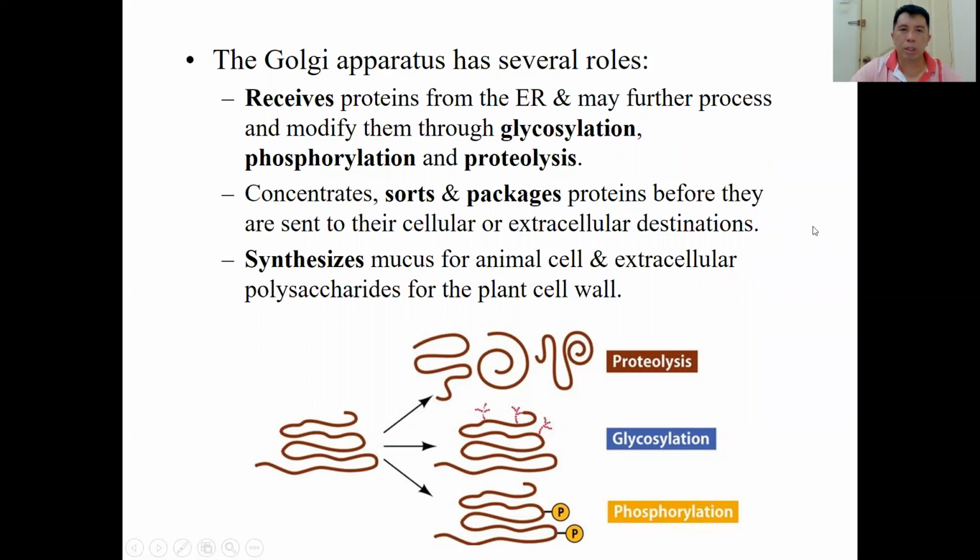So the Golgi apparatus has several roles. First, receiving proteins from the ER. Here ER refers to the RER and SER, and may further process and modify them through the glycosylations. Glycosylation is this one, they add the carbohydrates to the polypeptide. Phosphorylation, the additions of the phosphate group into the polypeptide. And also proteolysis, that means to cut the polypeptide into the several fragments.